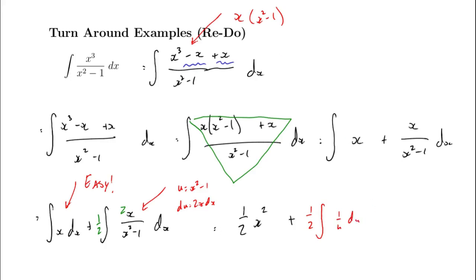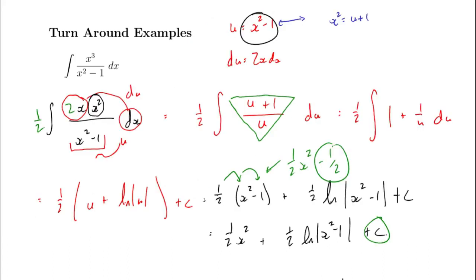And again, there's a plus c out here, but there's going to be another one anyway. That's half natural log of u, which is half natural log of x squared minus 1. So half x squared plus half natural log of x squared minus 1 plus our constant of integration. That's the exact same thing that we had over here.